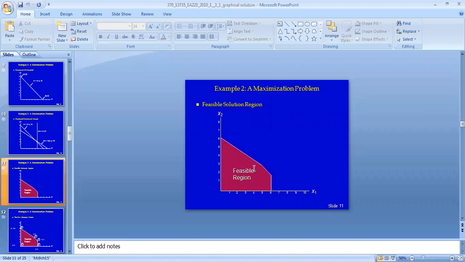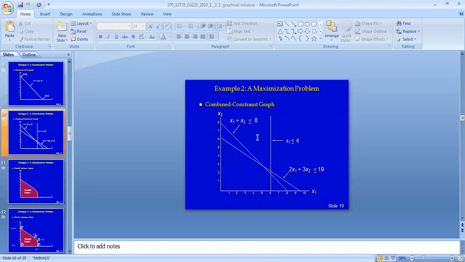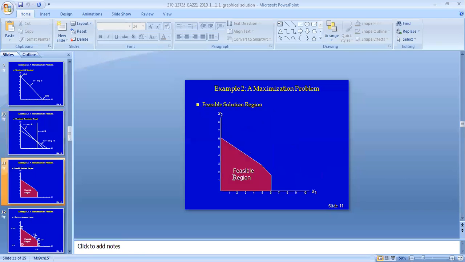Understand? Just opposite of the minimization problem. In the minimization problem, the feasible region will be opposite to the origin. Understand? Origin means what? 0 0. But in the maximization problem, it is directed to the origin. Okay, this will be the feasible region. How many corner points here? 1 2 3 4 5.